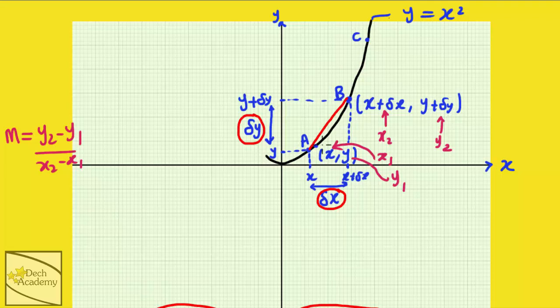So imagine point B was here, so I'll just put a prime there. Imagine point B was there. The line joining A and B will be this line, and this line is essentially a tangent to the point A, and I'll just demonstrate that if you permit me to draw another graph here.